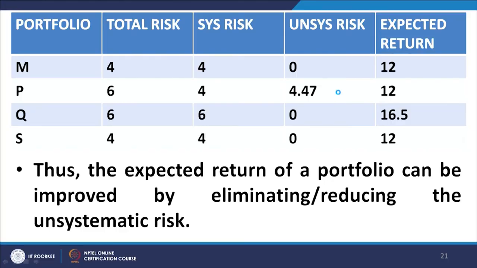So, this is a table which illustrates whatever I have explained in the last few minutes. You have the portfolio M, which is the market portfolio, which is obviously an efficient portfolio, which has no unsystematic risk. The portfolio P had a component of systematic and unsystematic risk. Portfolio Q had the same total risk as portfolio P, but had no unsystematic risk, and therefore, because the market rewarded systematic risk and Q had a higher systematic risk, it ended up with a higher return. And then we had portfolio S, which had the same expected return as portfolio P, but a lower total risk. So, again what we end up with is that the market rewards only systematic risk, it does not reward unsystematic risk.